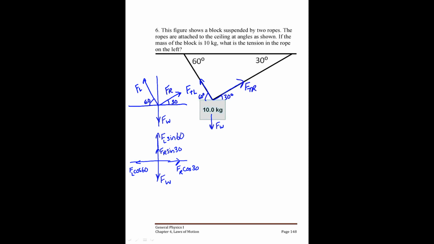And then I can do the sum of the forces in the y direction and in the x direction. Sum of the forces in the y equals FL sine 60 plus FR sine 30 minus FW. And this is a statics problem. That means the acceleration equals 0, so that mass times the acceleration term is equal to 0. And then I'm going to write out the sum of the forces in the x direction: FR cosine 30 minus FL cosine 60. That's equal to 0.